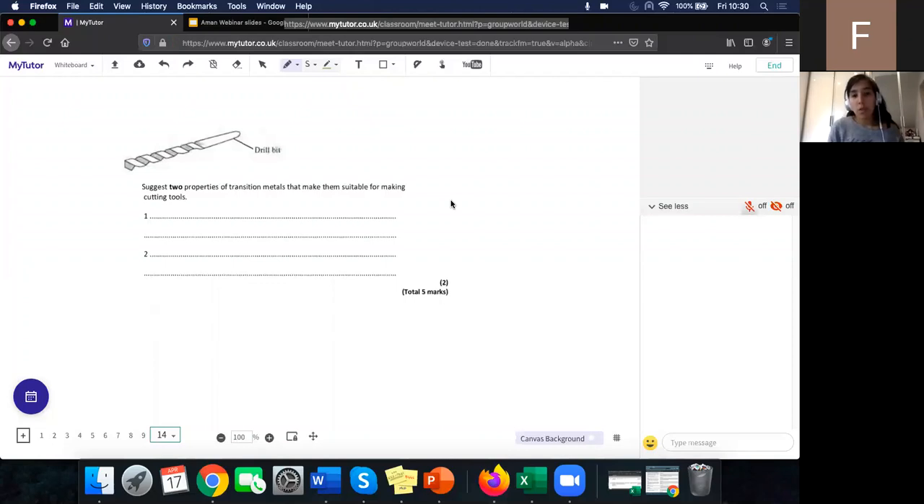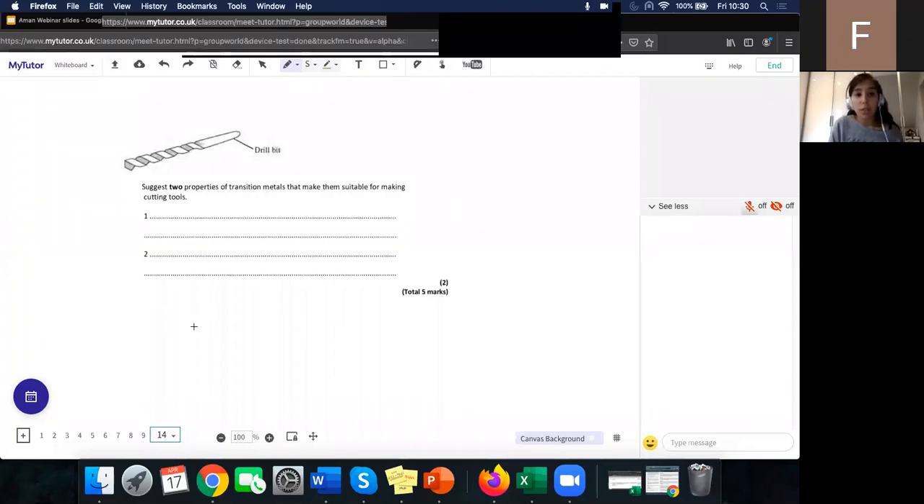Malleable would not give you a mark here, because remember that most metals are malleable. They can be changed into different shapes. They're strong, so hard and strong would be 2 separate points. Well done. Great, well done everyone.